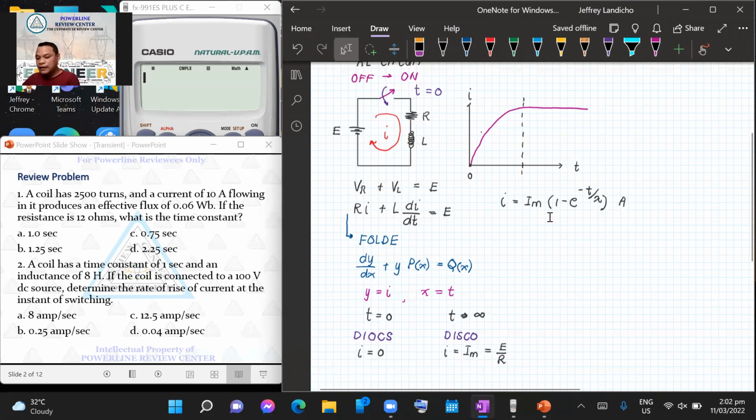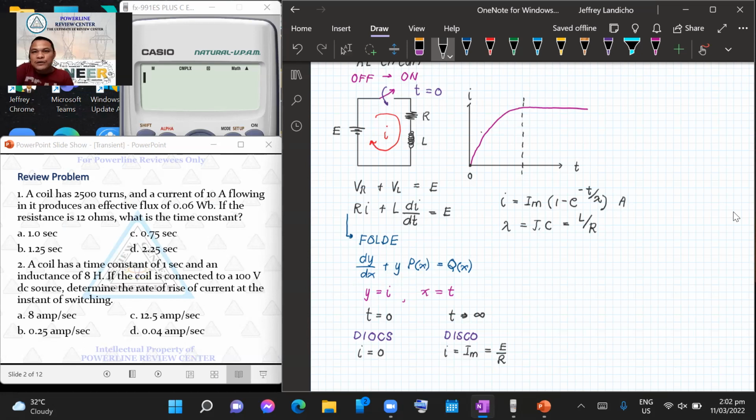Kaya habang patagal ng patagal, as time approaches to infinity, e raised to negative infinity is 0, ano matitira? Maximum value of current. Okay? So, ano value ng lambda? This lambda, it is known to be the time constant or TC. So, for RL circuit, iba-iba time constant, depende kung anong parameters meron. Sa RL circuit, the time constant, that is what? L over R.